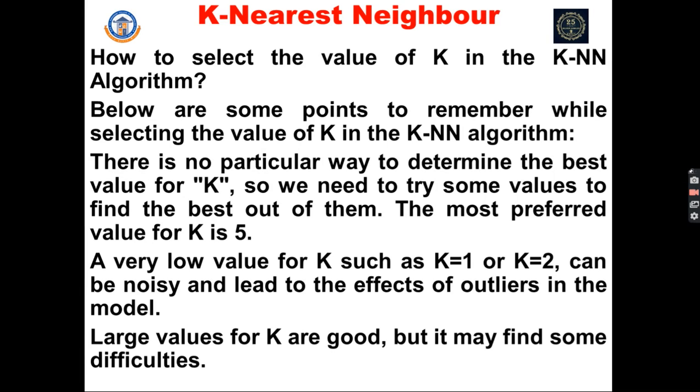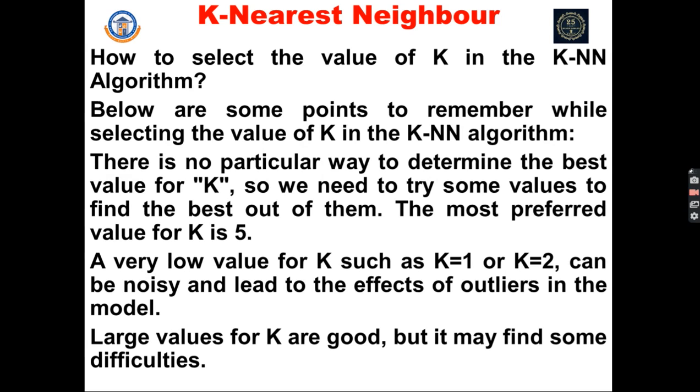Then let's see how to select the value of k in the KNN algorithm. Below are some points to remember while selecting the value of k. There is no particular way to determine the best value of k. We need to try some values to find the best out of them. The most preferred value of k is 5. A very low value of k, such as k equal to 1 or k equal to 2, can be noisy and lead to the effects of outliers in the model. So we mostly do not use low values for k.